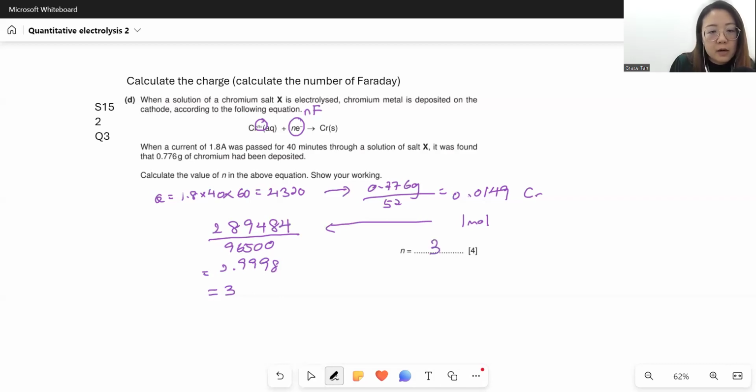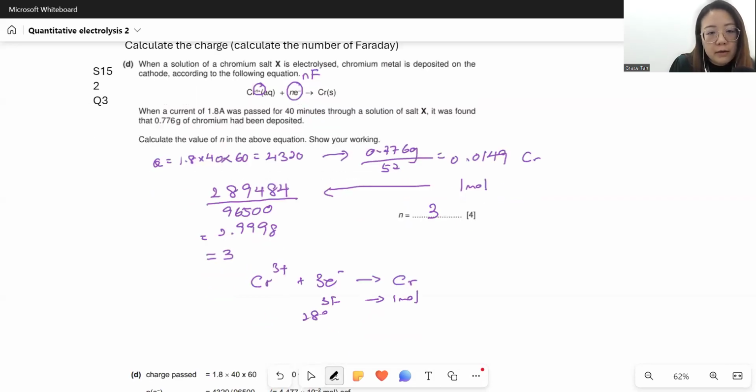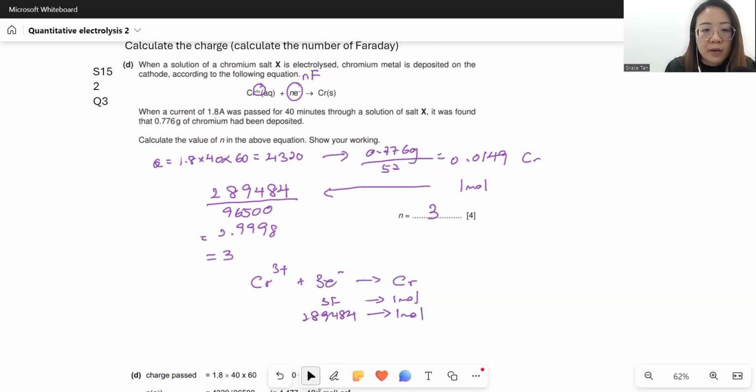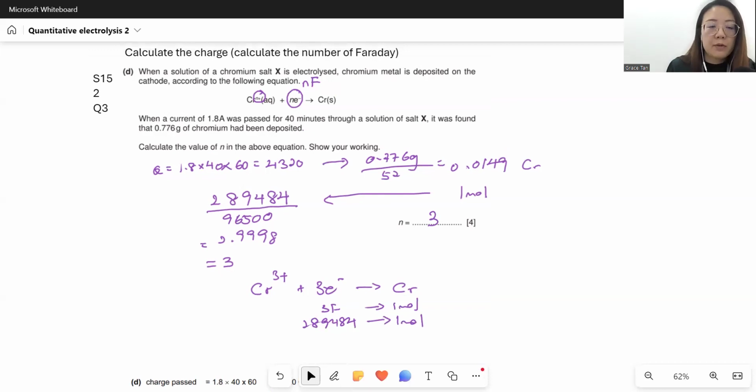Why? Because Cr3+ plus 3 electrons gives 1 mole of chromium. And this is the 3 Faraday that we calculated on an experimental basis. 3 moles of Faraday will give 1 mole, okay? Which also means 289484 quantity of charge will only give 1 mole. All right, so that's how we calculate the charge on the unknown. Okay, so that is another pattern that can come out.